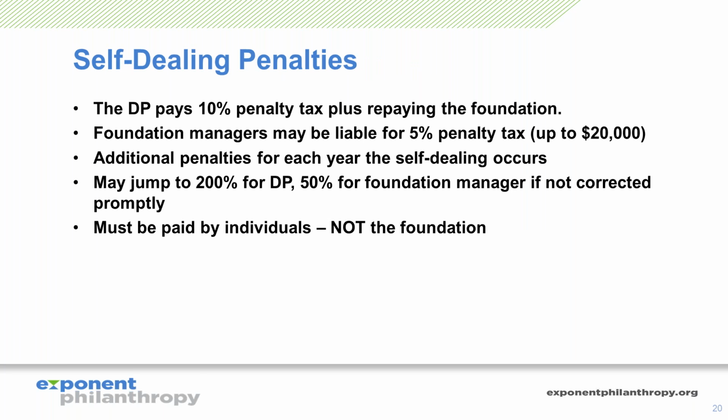And then, as I said, why do we care about self-dealing? Well, we care about it because there are penalties involved. So the disqualified person pays a 10% penalty tax, plus you have to undo the transaction, so repay any of these benefits that a disqualified person may have received. Foundation managers that approve the transaction, so let's say the board approves the transaction, there's a penalty on them as well. That's capped.